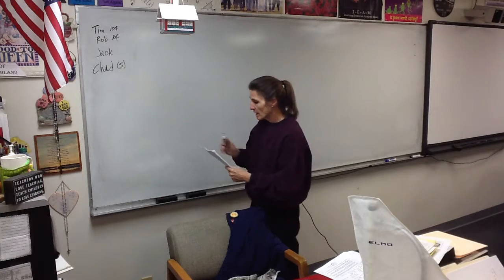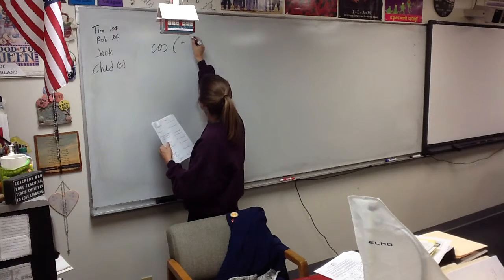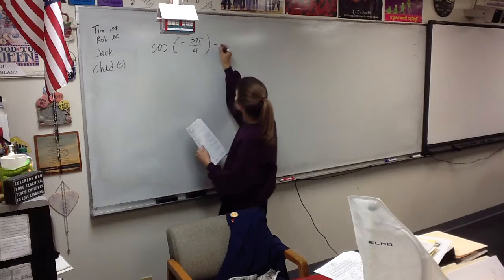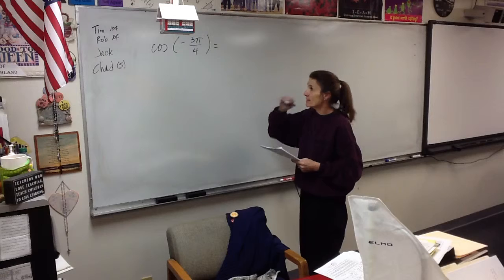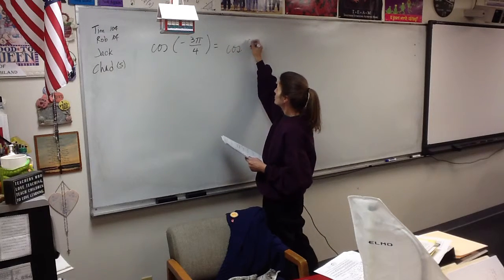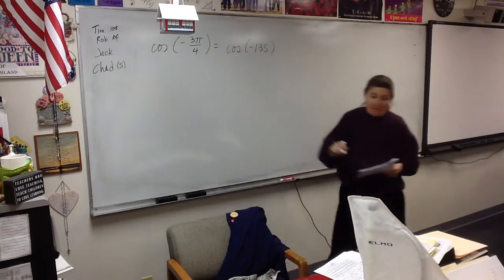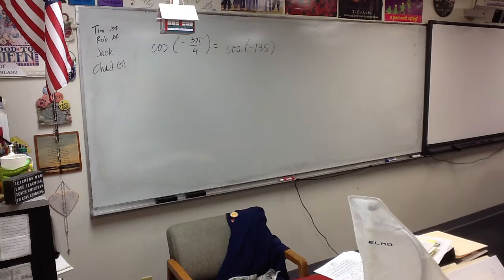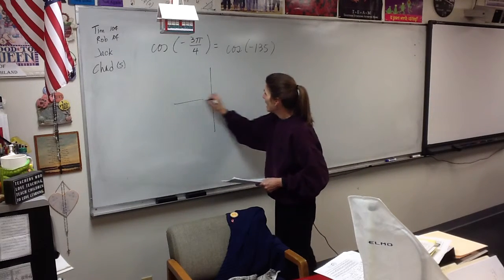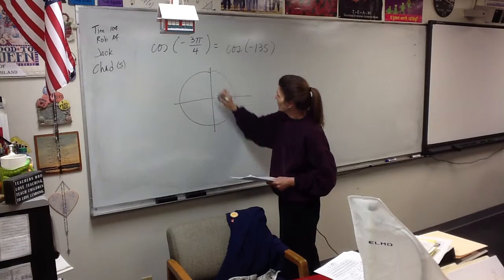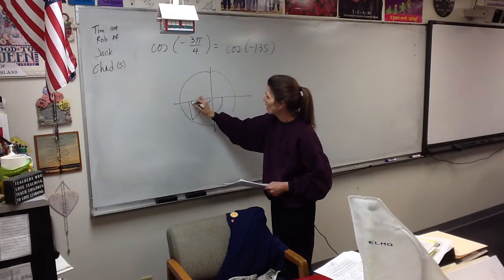First question said, find the cosine of negative 3 pi over 4. So you, I'm sure, changed your angle into degrees. So you said cosine of negative 135. And you change that into degrees by taking pi, which is 180, divided by 4 times 3. So you got 135. It's a negative 135 though, so we have to be careful. Negative 135 would put us down here in this quadrant.